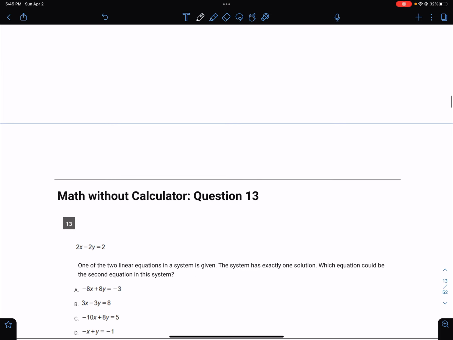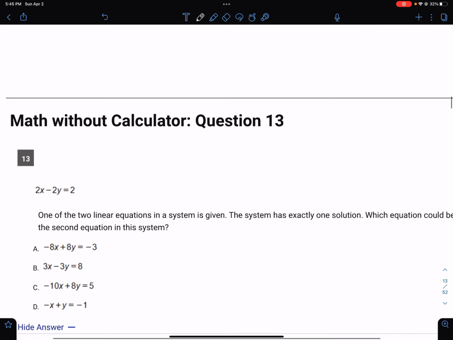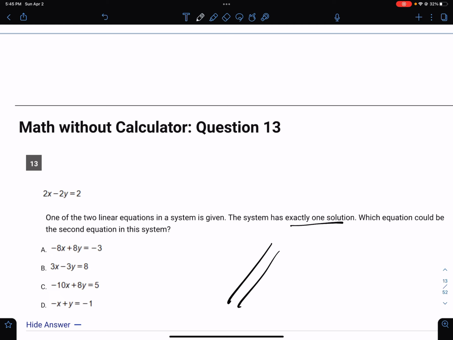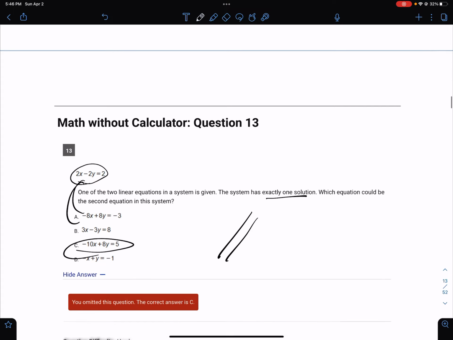Let's come on down here. This is number 13. Which of these has exactly one solution? Interesting. So if it wants one solution, you want different slopes. Really, parallel lines will have no solution. Those would be same slopes. So this one, taking a look, this has the same slope as this, has the same slope as this. It's C. They just have a weird different ratio. It's C. Let's keep going.